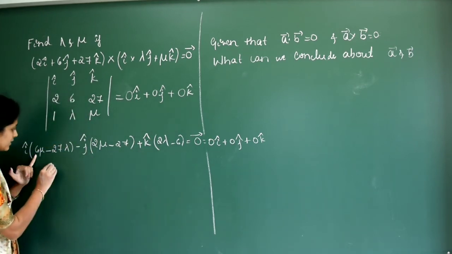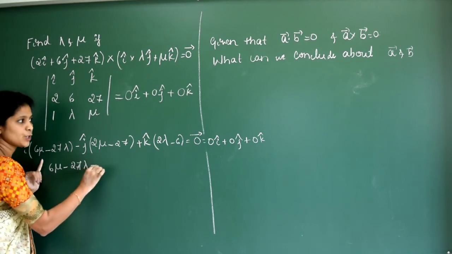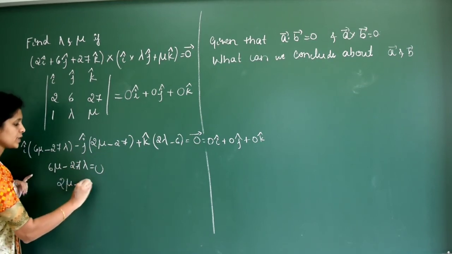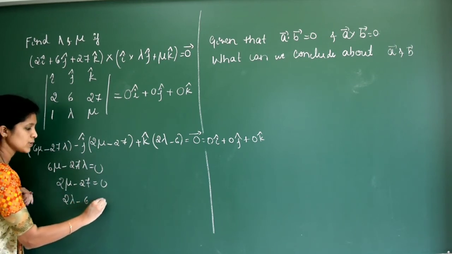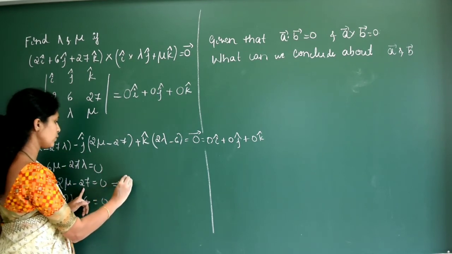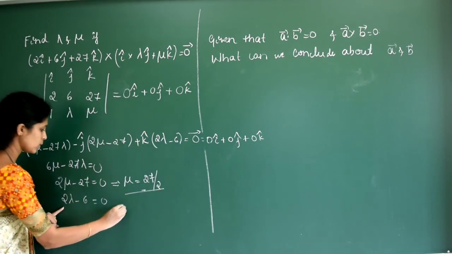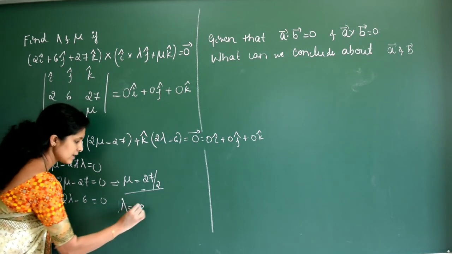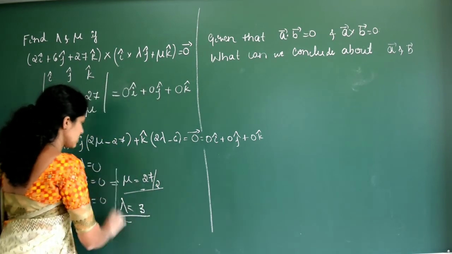So now I can write 6 mu minus 27 lambda is equal to 0, since the coefficient is 0. Another one is 2 mu minus 27 is equal to 0. One more, 2 lambda minus 6 is equal to 0. By this we can write, no need to solve the first one, right? So 2 mu minus 27 is 0, so mu will be equal to 27 divided by 2. Now what about lambda? Lambda is equal to 6 divided by 2, which is 3. Is it clear? Important one. Mu is equal to 27 by 2 and lambda is equal to 3. So this should be the answer.